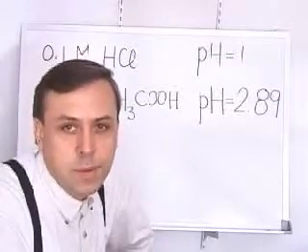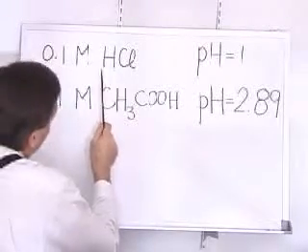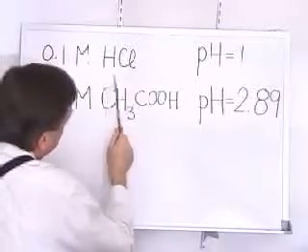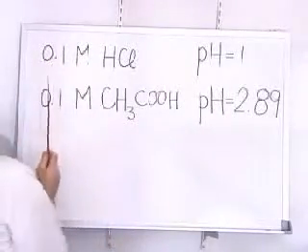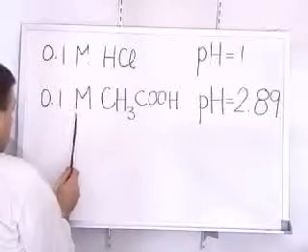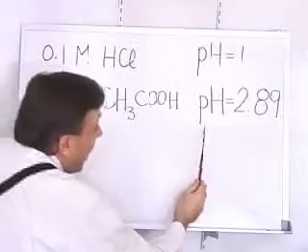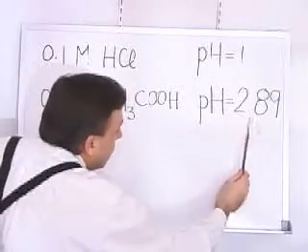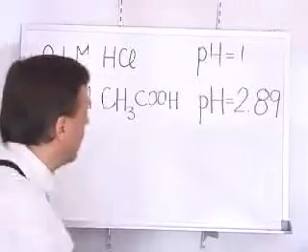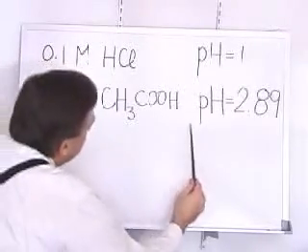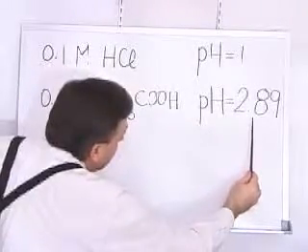In conclusion, we see that a 0.1 molar solution of a strong acid, hydrochloric acid, maintains pH equal to 1, while the same concentration, 0.1 molar, of a weak acid, acetic acid in this case, maintains a higher pH of 2.89. This is exactly what we expected. Acetic acid is a weak acid, and it maintains a lower concentration of the protons. Therefore, the pH is higher.